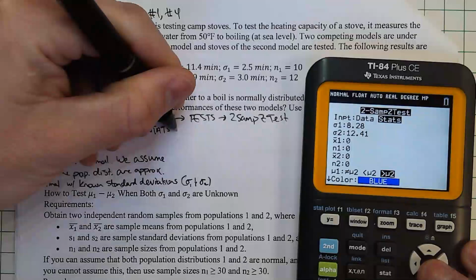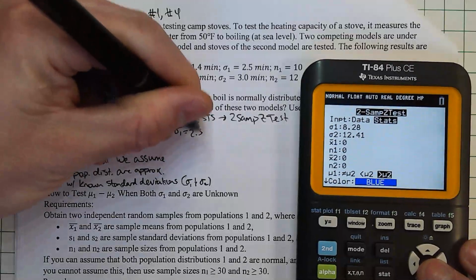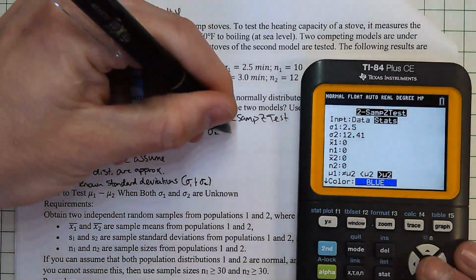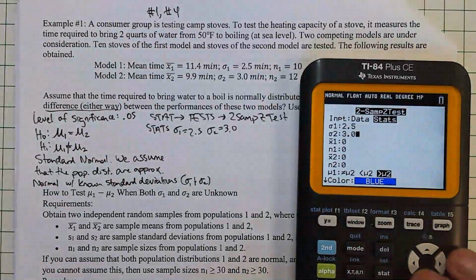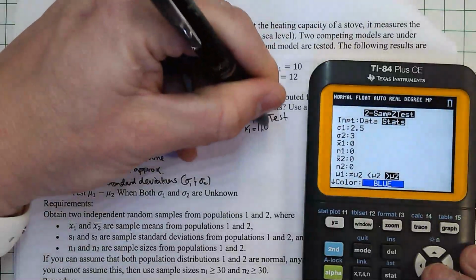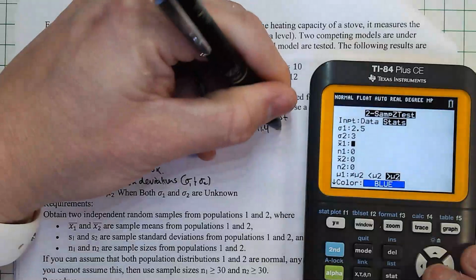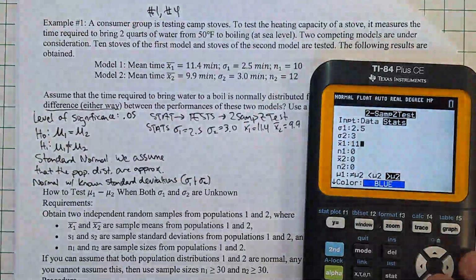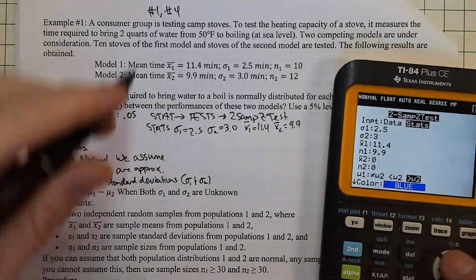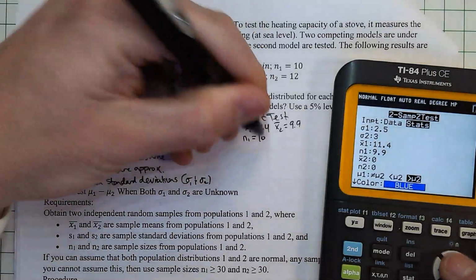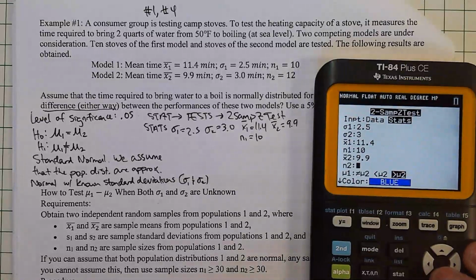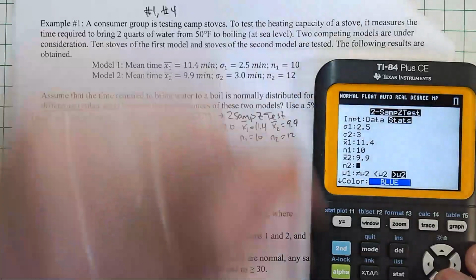Okay, and then sigma 1 is 2.5, so I'm just plugging in here. Sigma 2 is 3.0. X bar 1 is 11.4. X bar 2 is 9.9, so 11.4, 9.9. This is not that difficult, just knowing. Oh, sorry, N1. I didn't pay attention. N1 is 10. And then N2 is 12.